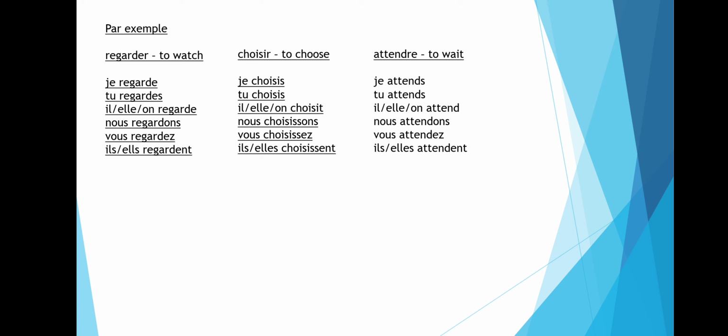Note for the ils, elles one, for all verbs, you don't pronounce the whole thing. You omit the ent, so it's regarde instead of regardent, and choisis instead of choisissent, and attend instead of attendent.